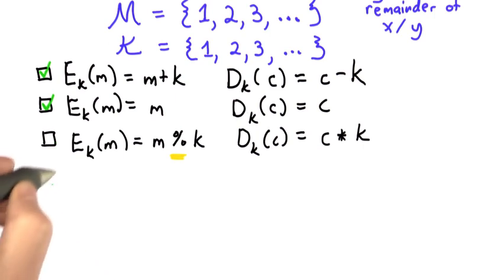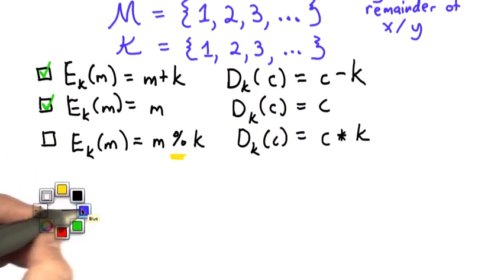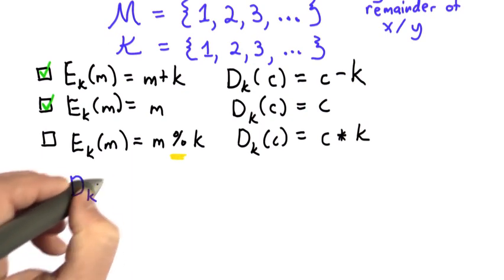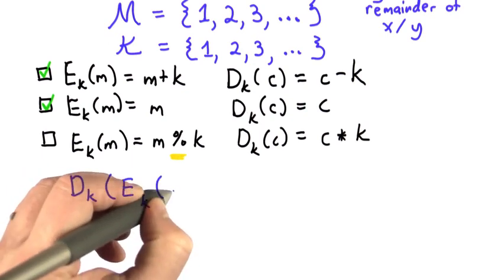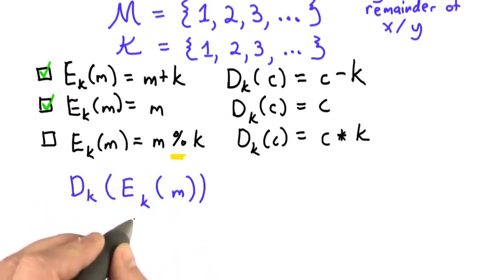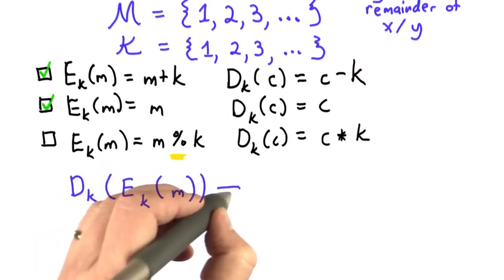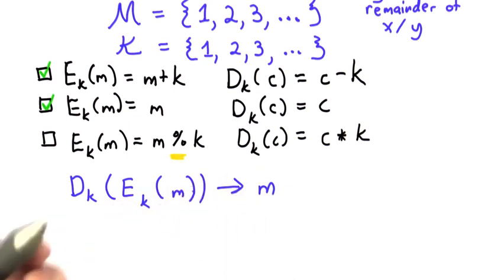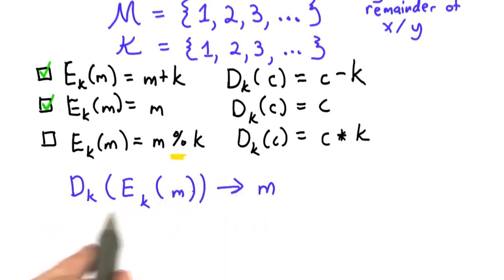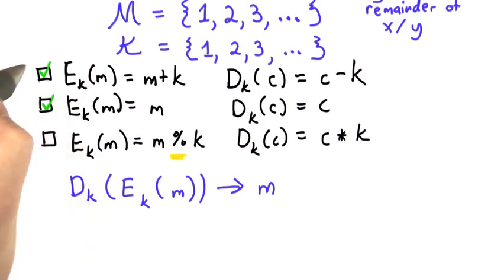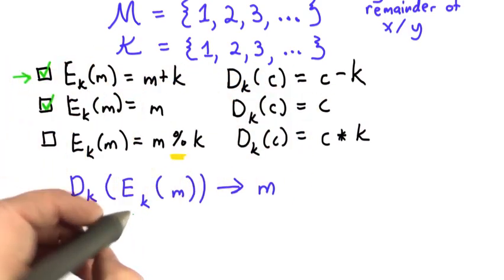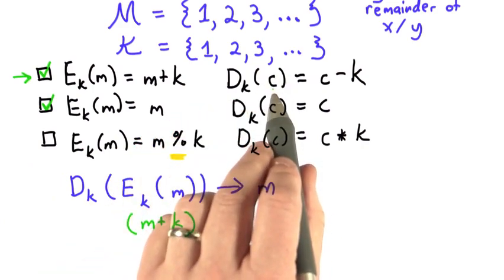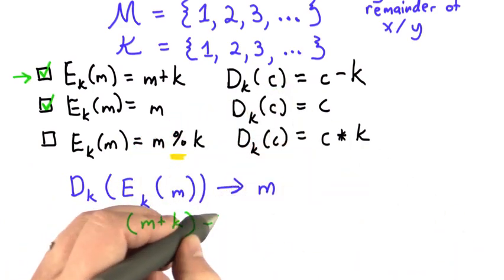And to understand why, well, let's remember what the correctness property is. That's that for any message and any key, we have the property that when we encrypt the message with that key and decrypt it with the same key, we get the message back. And this is what we need for our encryption to be decryptable. We need these functions to be inverses. So for the first choice, the encryption function is m plus k. The decryption function takes that input, which is now called c, and subtracts k from it.